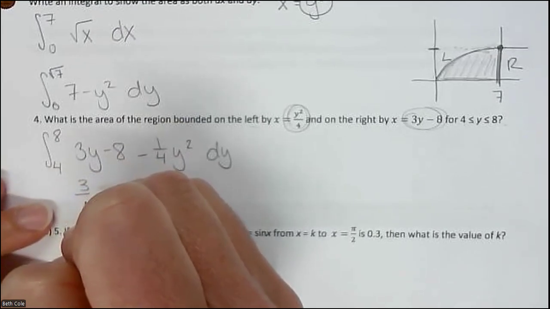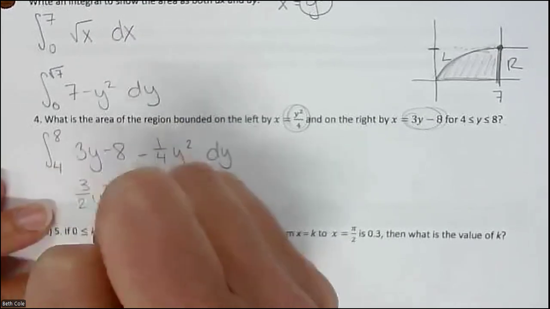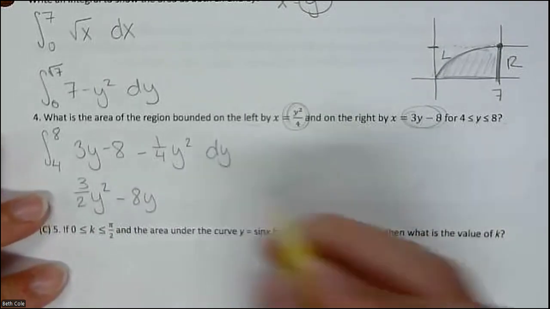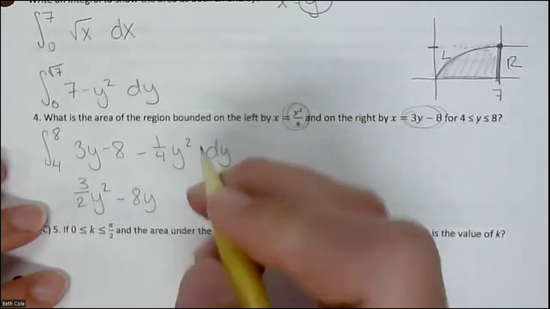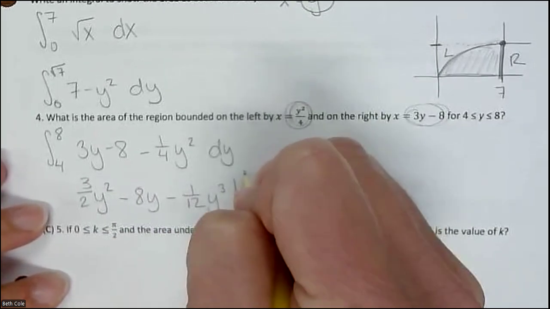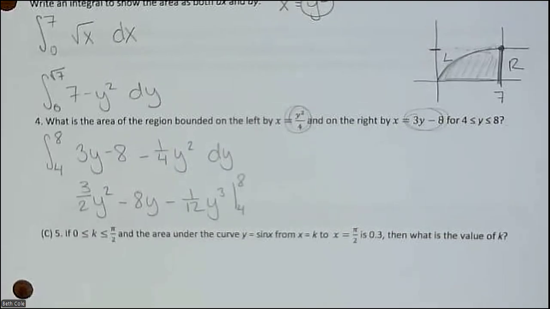I'm asking you. Get 3/2 y squared, perfect. Good, and you said y, not x, which is perfect. Now this would be 1/3 y cubed, but there's already a 1/4 there, so 1/12 y cubed. And unfortunately, neither of the boundaries is 0.